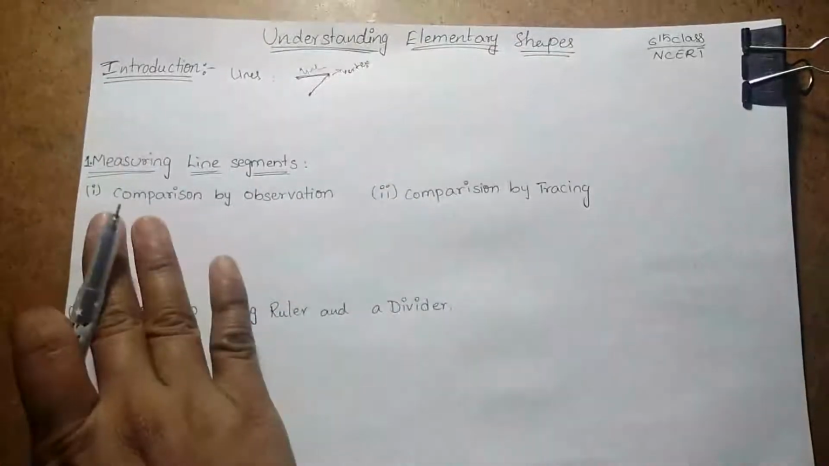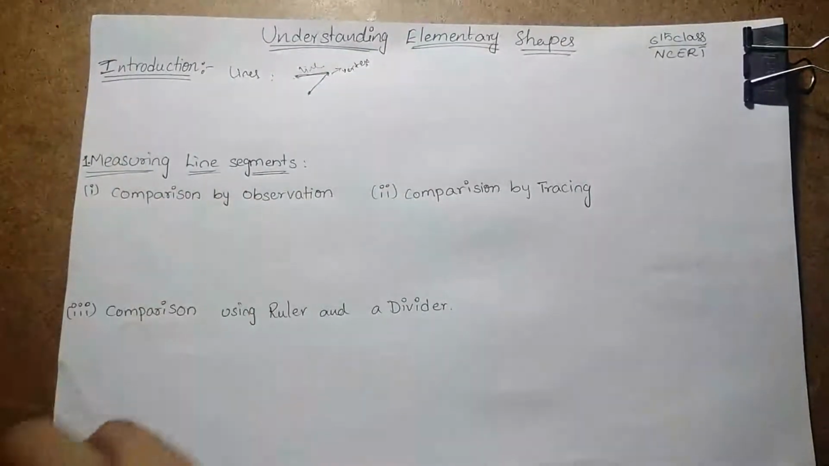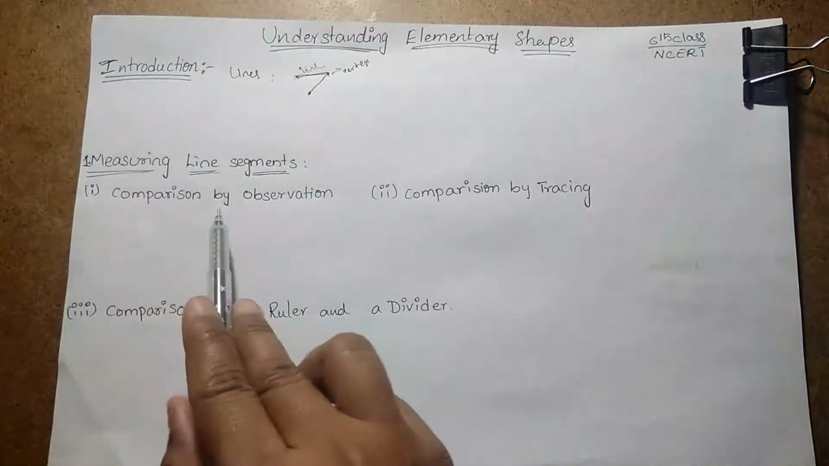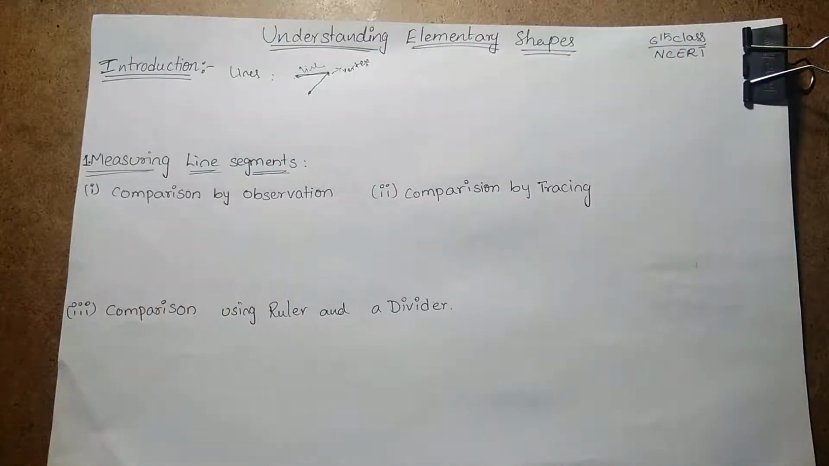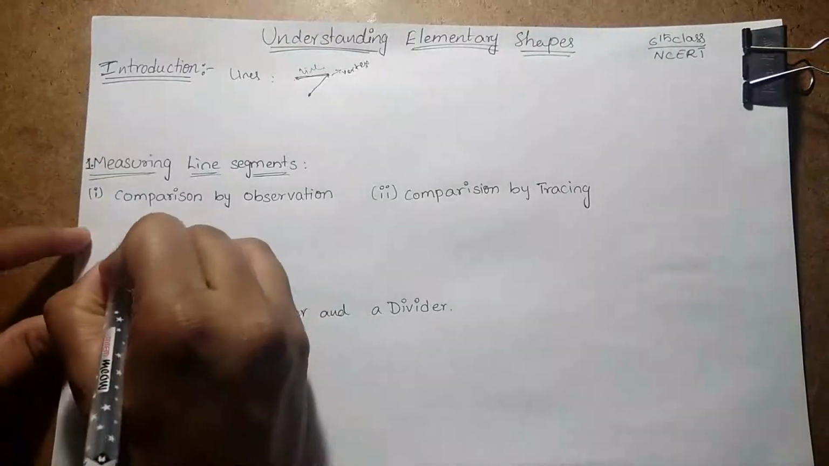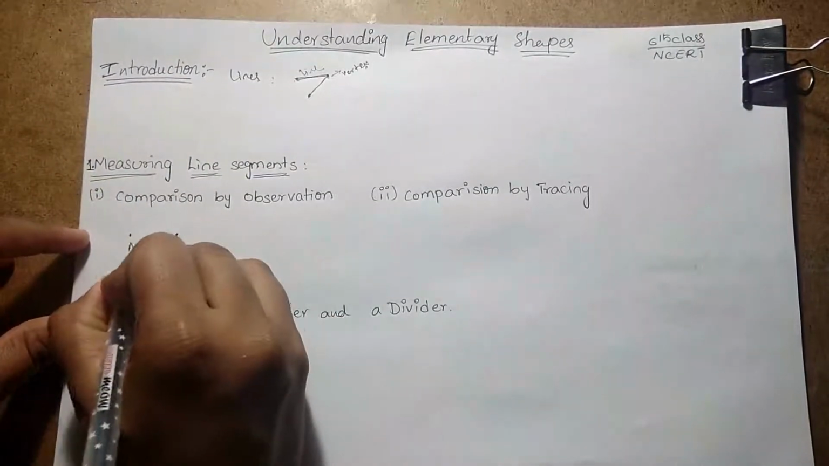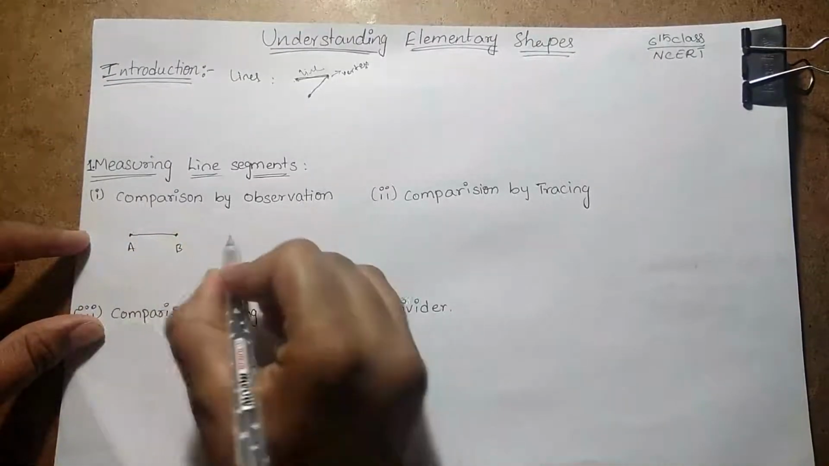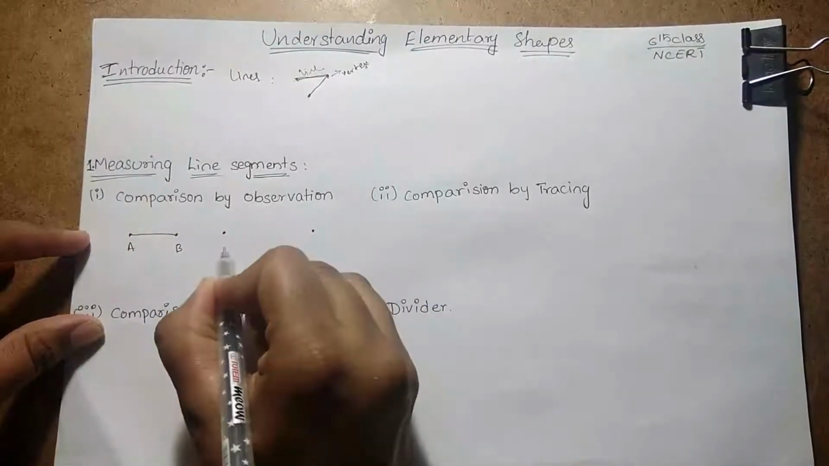Here, coming to measuring line segments, we have three types of measures. One is comparison by observation. Let's take an example. Here I took line AB like this. Here I took the same line with PQ.